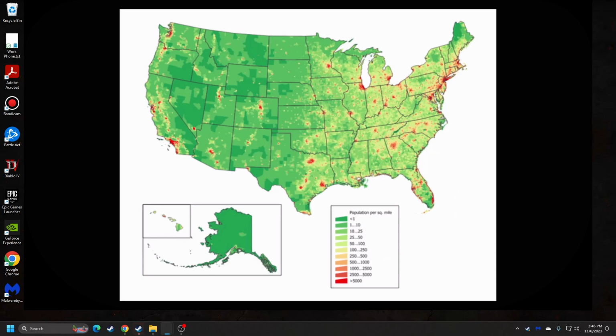Let's see if it can. On the map, North Dakota is mostly colored in green, which indicates that its population density is between 1 to 50 people per square mile according to the legend.